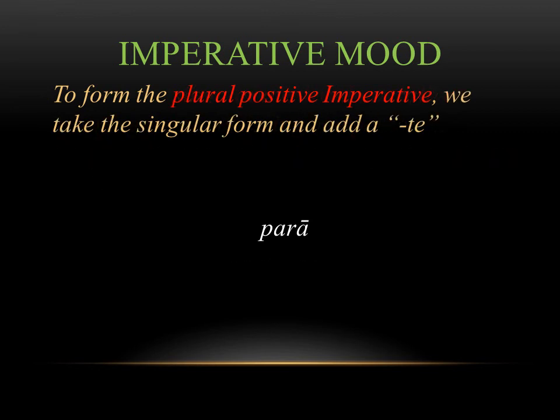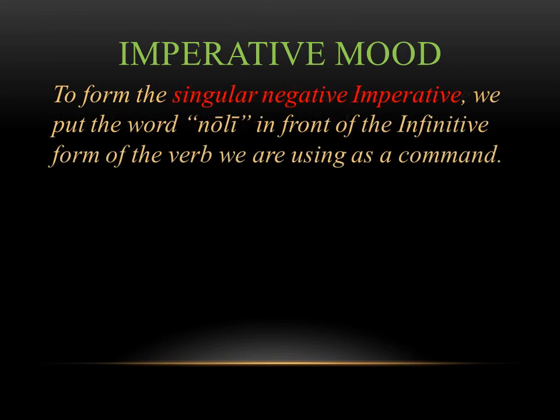To make it plural, and also a positive imperative, you have to take the singular form and add a te. So if our singular positive imperative is para, that means our plural positive imperative will be parate. You're adding a te. In English, it means the same thing, prepare, because we can't make a distinction between singular and plural. But in Latin, if it's parate, it means you're telling a group of people to prepare something. It's a plural form of the imperative.